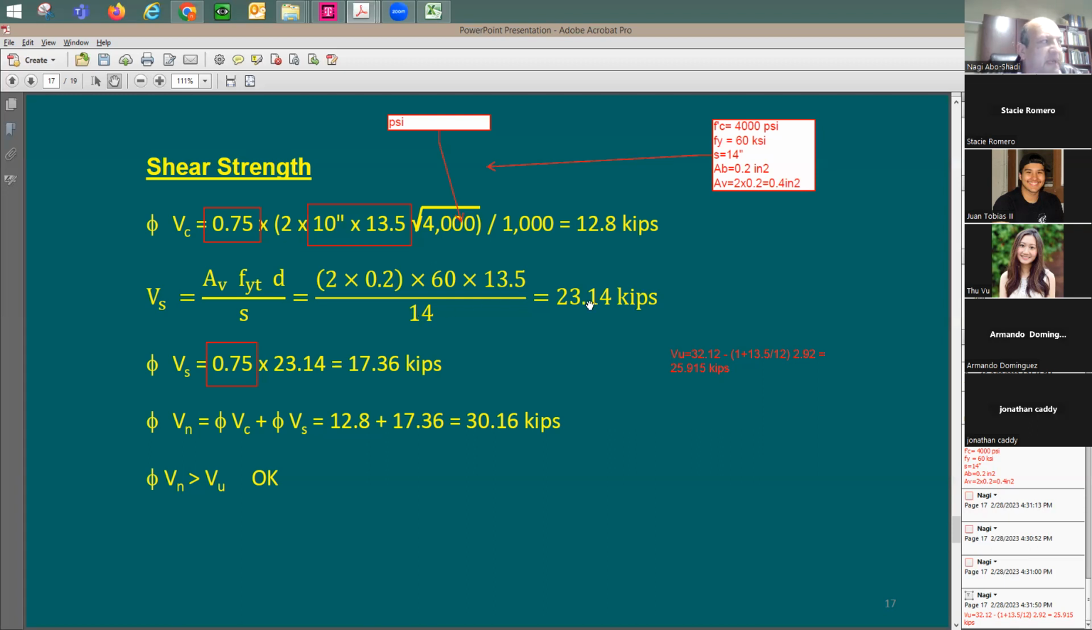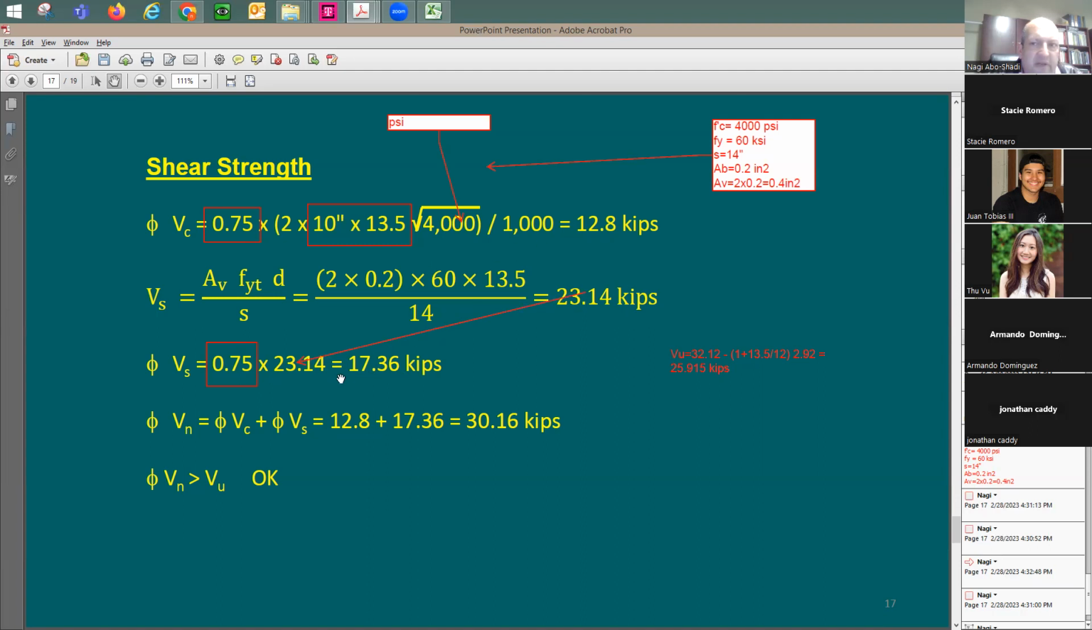How much strength do we gain out of the steel? Just out of the steel, it's going to be 23.14. But this is not the total strength. For the final strength, I need to take this value here multiplied by the 0.75. See what happened? I've taken the steel strength multiplied by 0.75. Now I have 17.36. Concrete gives you a strength of 12.8. Steel gives you a strength of 17.36.